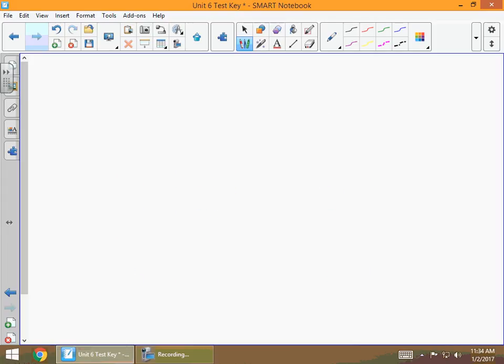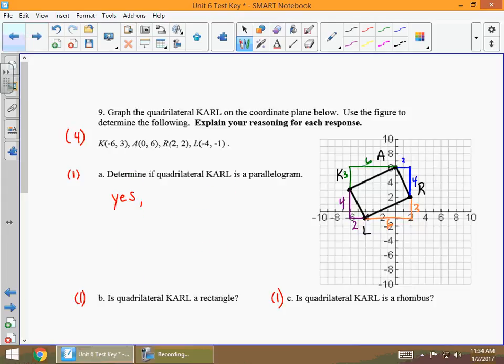And I'll just pick one of them. I'll say KA is parallel to RL, and KA is congruent to RL. So one side is both parallel and congruent. That's one of them. Any of the three would have been sufficient.